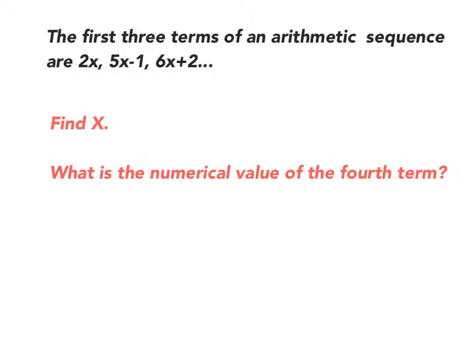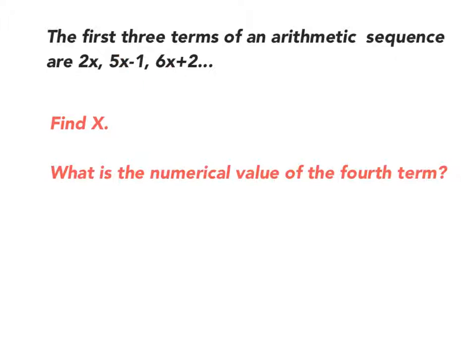Now our last example is going to involve some variables. So it says the first three terms of an arithmetic sequence are 2x, 5x minus 1, and 6x plus 2. And our goal is to find x and what is the numerical value of the fourth term. Okay, so here's what my head's saying. I know I have to add something to get to this one, and I have to add or subtract, I guess, the same thing to get to this one.